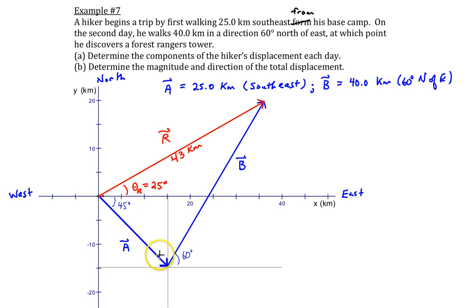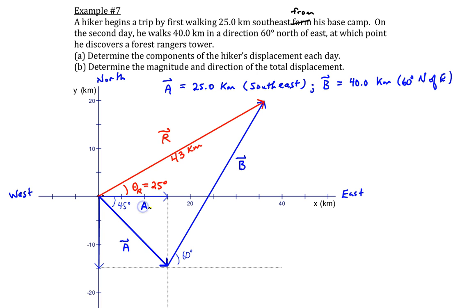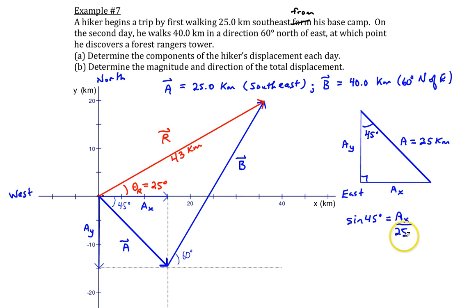Let's break up this vector into its y component here and its x component here. We'll label this as A sub x and over here as A sub y. I'm going to redraw this over here as a triangle now. So now redrawn, I can find the x component Ax using the hypotenuse of 25 kilometers and 45 degrees, using the sine of 45 degrees, which is equal to Ax divided by 25.